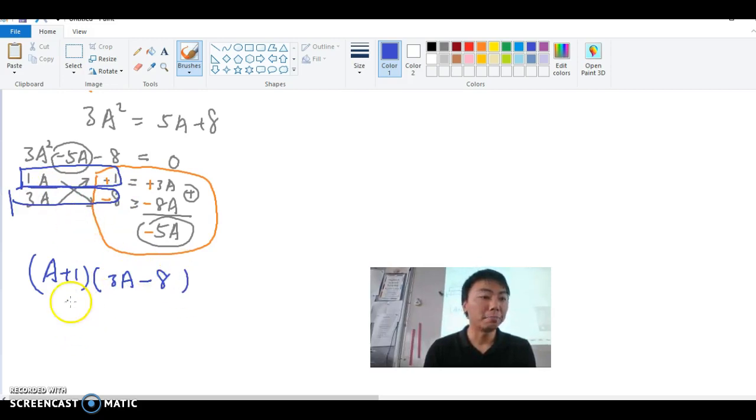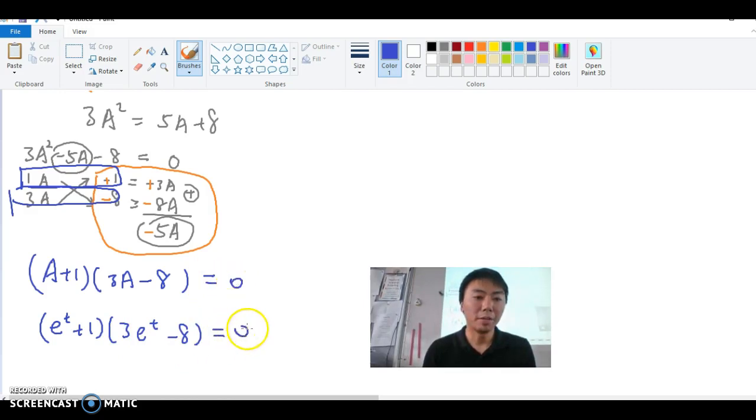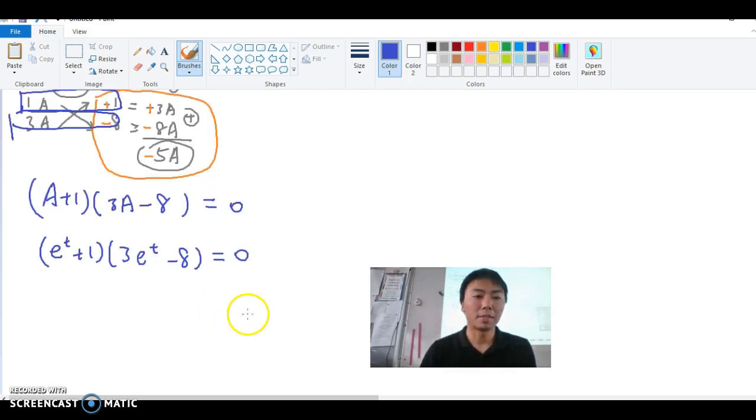Alright, and now the next step will be I change the a back to e^t. So change the a back to e^t. And beware, we've got a 0 at the back, so now I can move the 1 across to the other side. Okay, so I will get e^t is equal to -1. Alright, the first bracket gives me e^t equal to -1. And next bracket, I move the 8 across and then I move the 3 across. That means e^t will give me a positive 8 over 3.